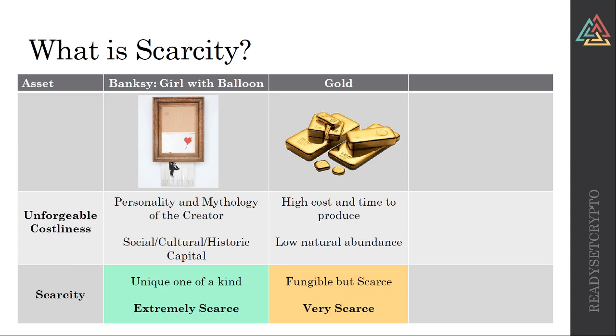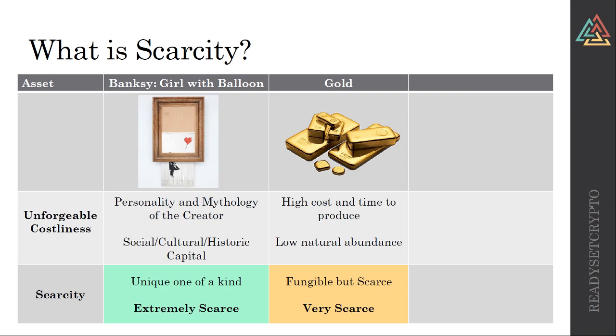If we look at something like gold, there's a huge amount of time and cost that goes into producing it. Gold mines take 10 plus years to spin up, with enormous capital investments. Plus you've got to go through the whole exploration process, and there's costs and time to get mining licenses and all that kind of thing. So the unforgeable costliness is quite substantial. And on top of that, there's not a great deal of it in the earth, so it has a naturally low abundance.